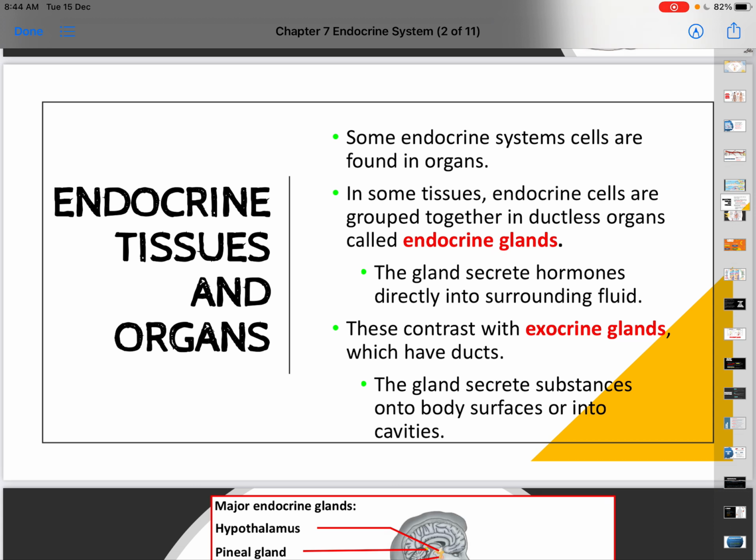So this slide explains the endocrine cells that are found in organs, and some of the endocrine cells belong to endocrine glands. They have their own glands, and some do not have glands but can be found in certain organs such as the stomach and kidney. And there are also exocrine glands which have ducts.